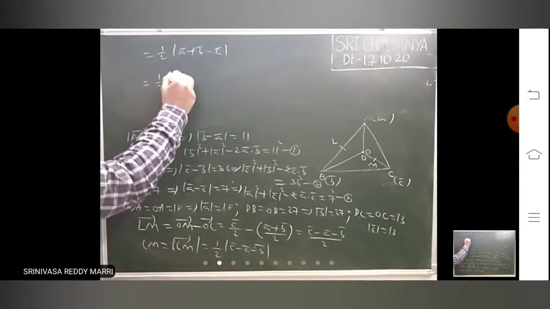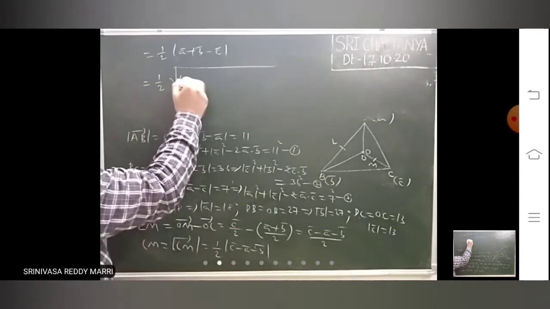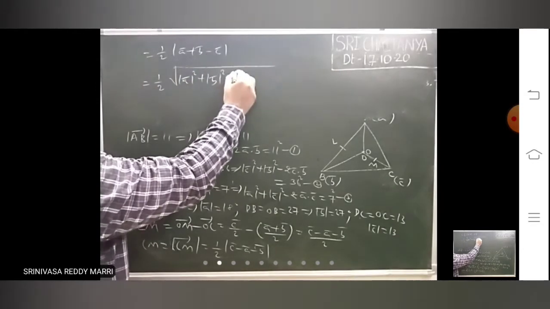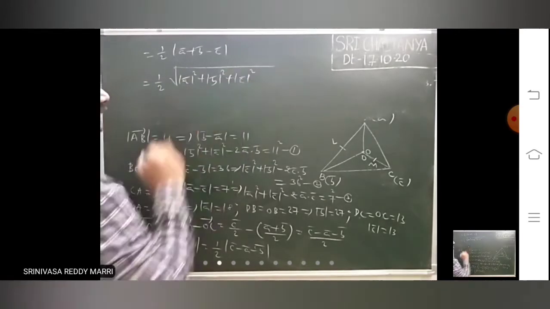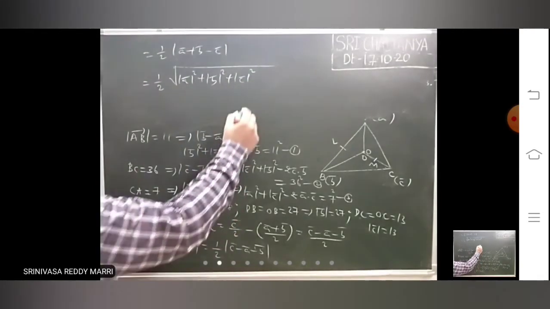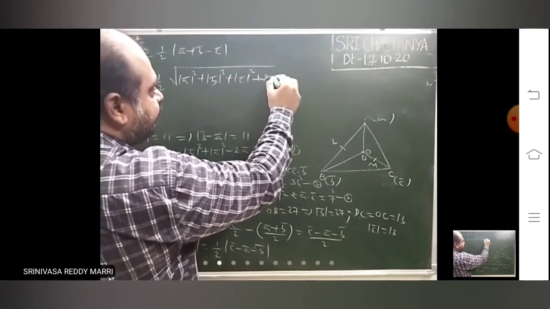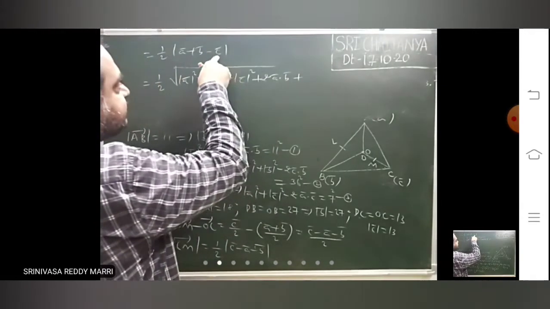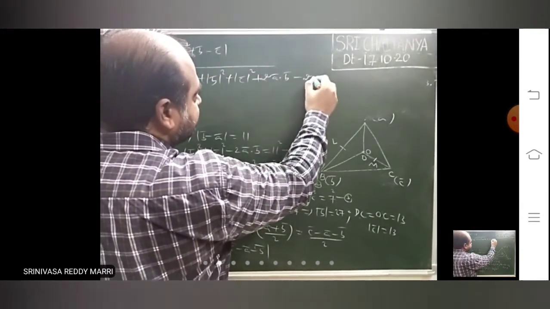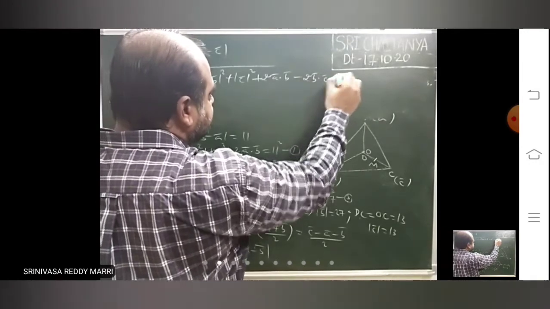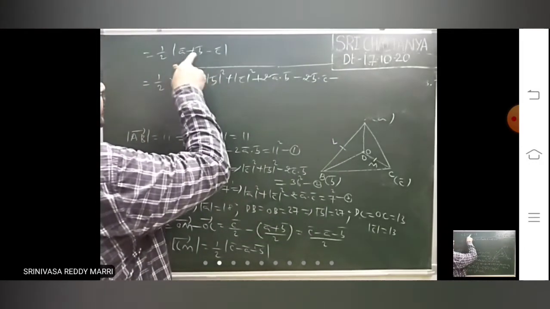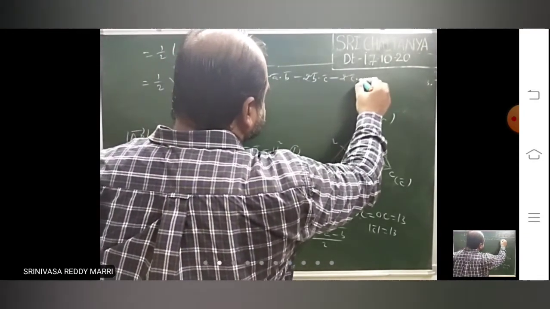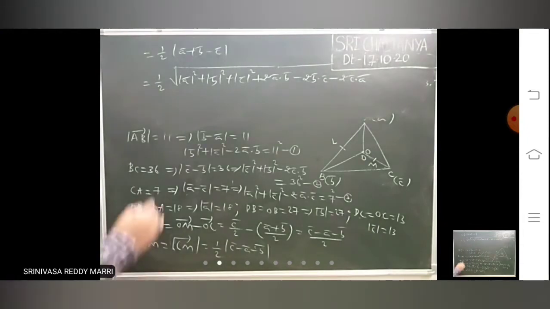That means what is the formula? Root of modulus A bar square plus modulus minus C bar square, that means this is modulus C bar only, plus 2 into A dot B plus 2 into B dot minus C. Here C is what? Minus C. That means you will get 2 into B dot C. So 2 into C dot A minus C bar dot A bar. So therefore you will get like this. This you need to calculate.